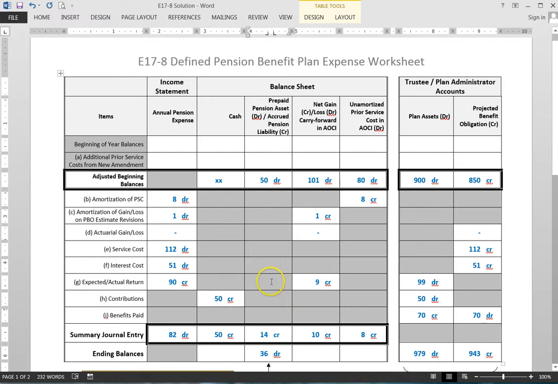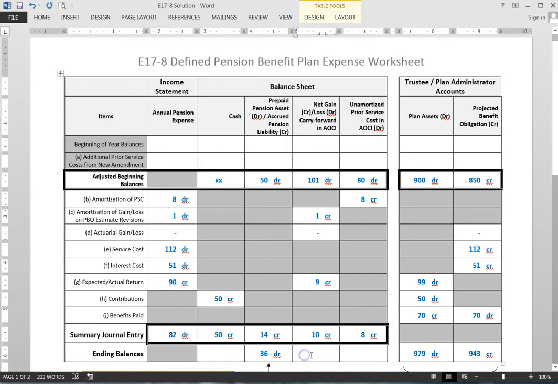And so now that I've completed the worksheet, I can move on to completing the problem in terms of answering several important questions. Remember that the objective here is to identify two things in particular. One is, what's the net pension expense that shows up on the income statement, and what's the net pension asset or liability that shows up on the balance sheet. Well, this worksheet now tells me that information. $82,000 is my pension expense, and $36,000 is my ending balance of the prepaid pension asset account.